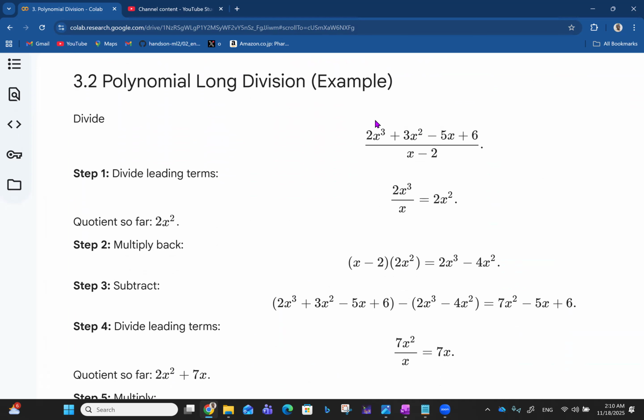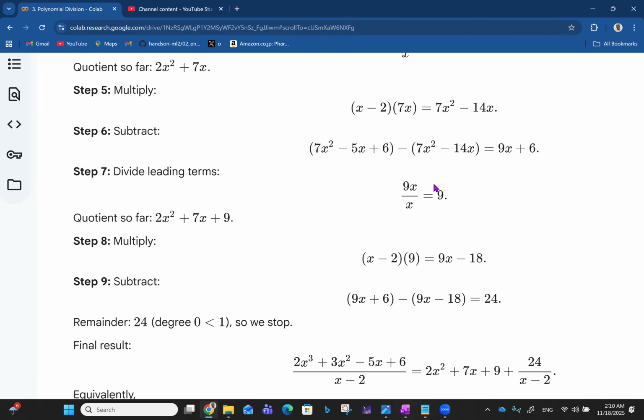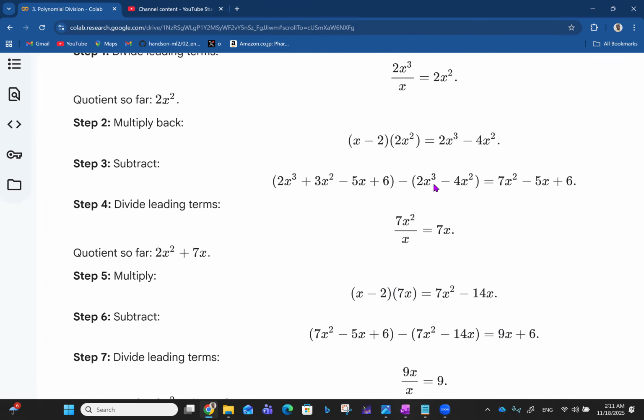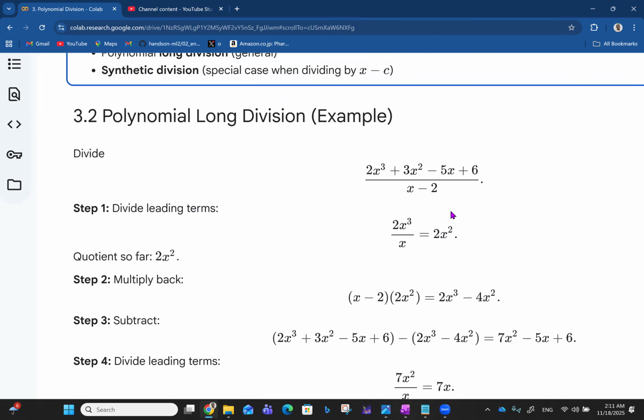So you have 2x cubed plus 3x squared minus 5x plus 6, and you want to divide by x minus 2. I'm just going to run through what we have here. I know it may not be quite clear, but then I'll go to the worksheet and actually run this out. So see what's happening here.